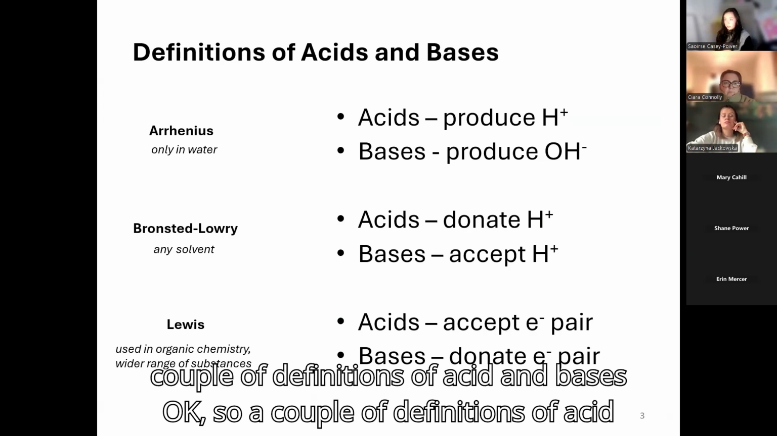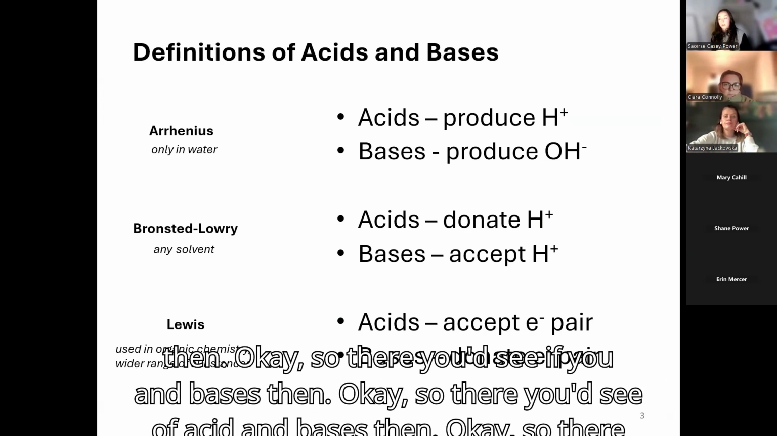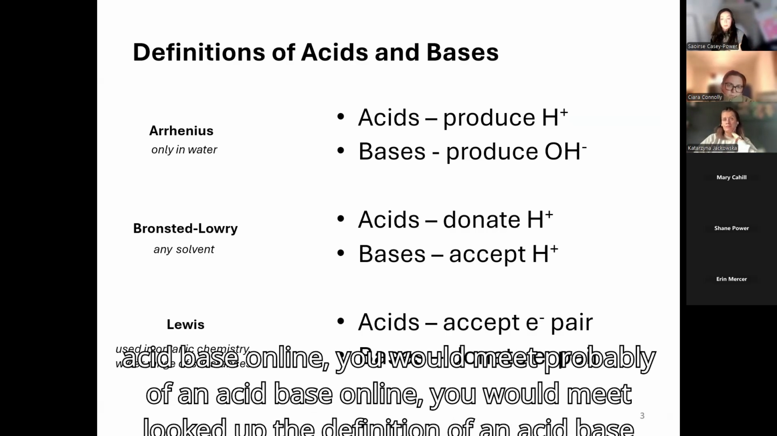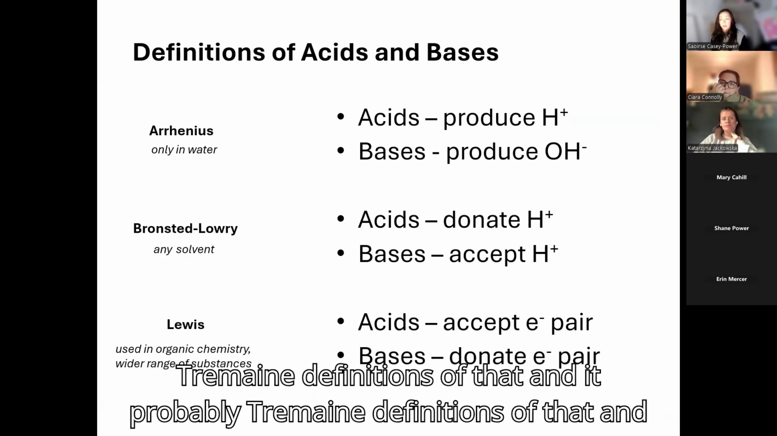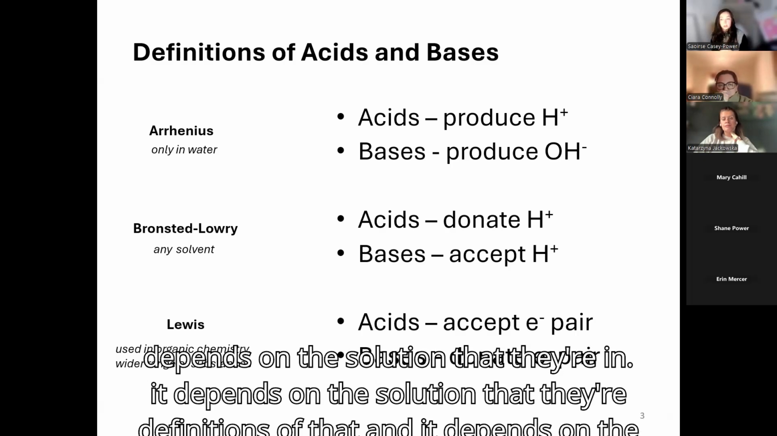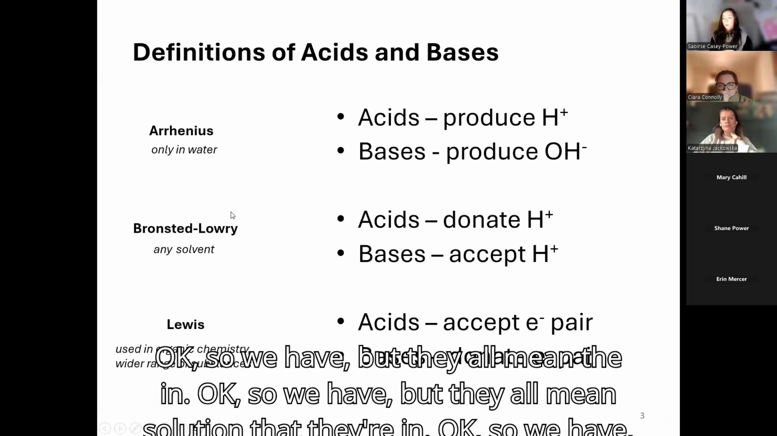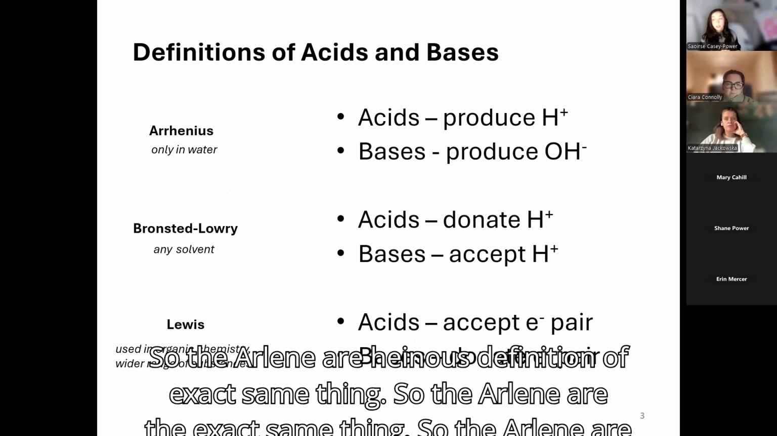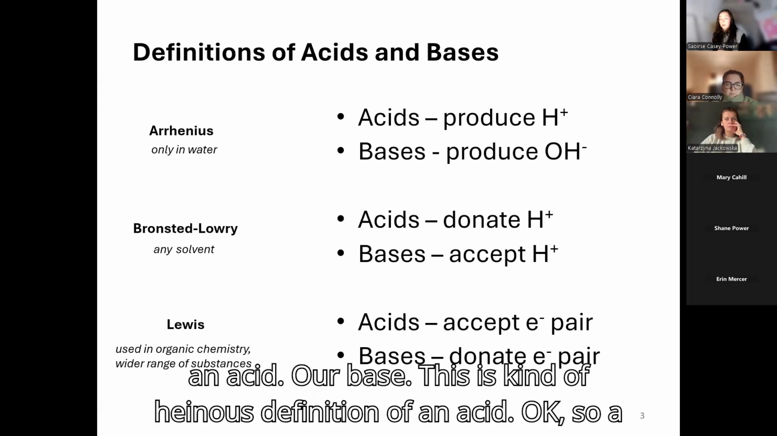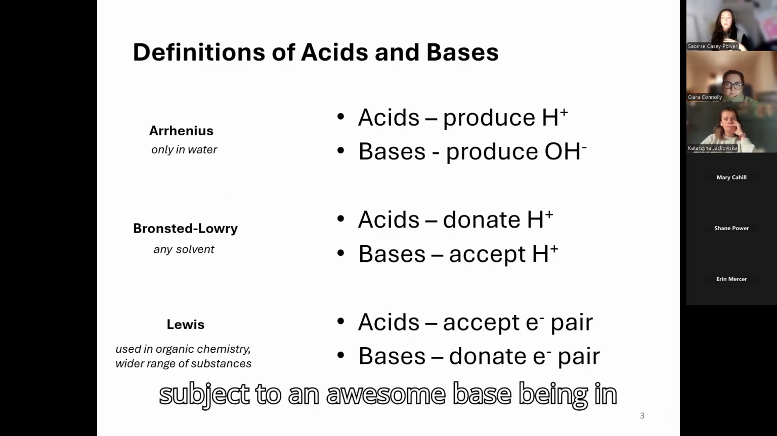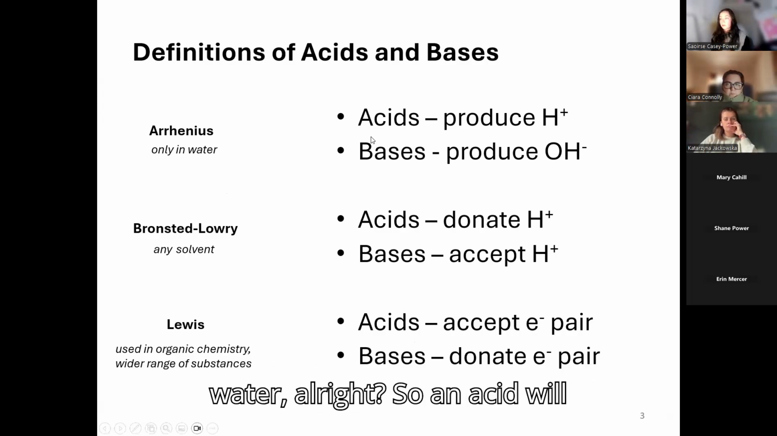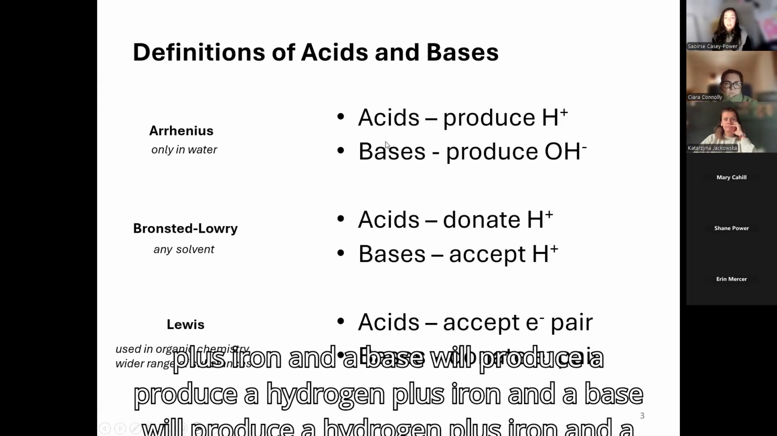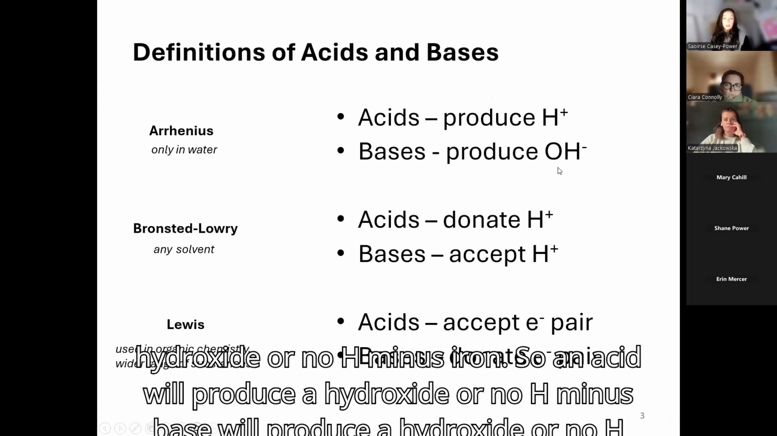Okay, so a couple of definitions of acid and bases then. If you looked up the definition of an acid and base online, you would meet primarily three main definitions of that, and it depends on the solution that they're in. But they all mean the exact same thing. The Arrhenius definition of an acid or base is subject to the acid and base being in water. An acid will produce a hydrogen plus ion, and a base will produce a hydroxide, or OH minus, ion.